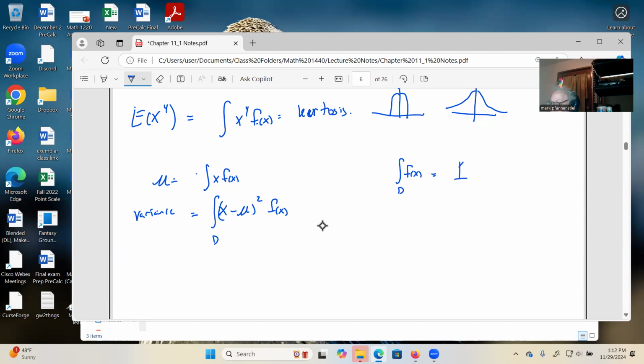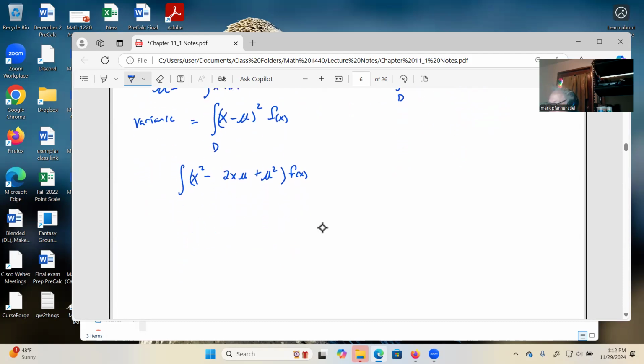So let's go ahead and multiply this out. So this is going to be the integral of x squared minus 2x mu plus mu squared, parentheses, f of x. All I did was FOIL this out. That's all that happened. Okay. And now we're going to break this apart.